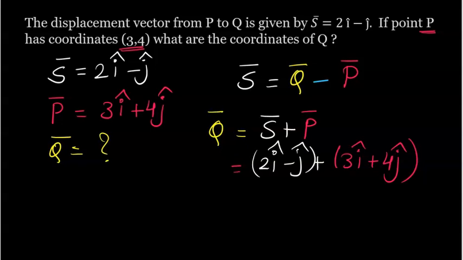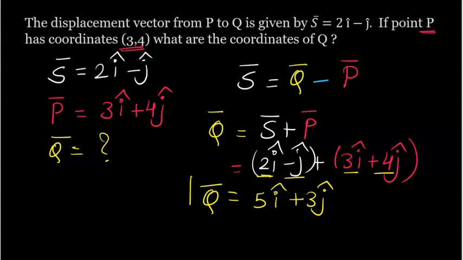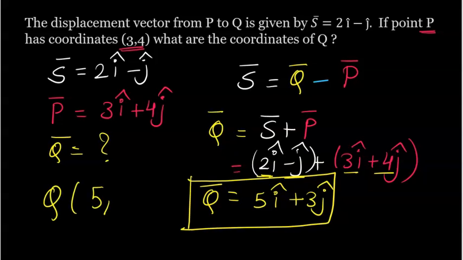Now upon addition we will get the Q bar. So 2 and 3 if you add, we will get 5 i cap, and 4 and minus 1 you add means you get 3 j cap. So this is the Q bar. Okay, this is the position vector of Q. So the coordinates of Q will be 5 and 3.